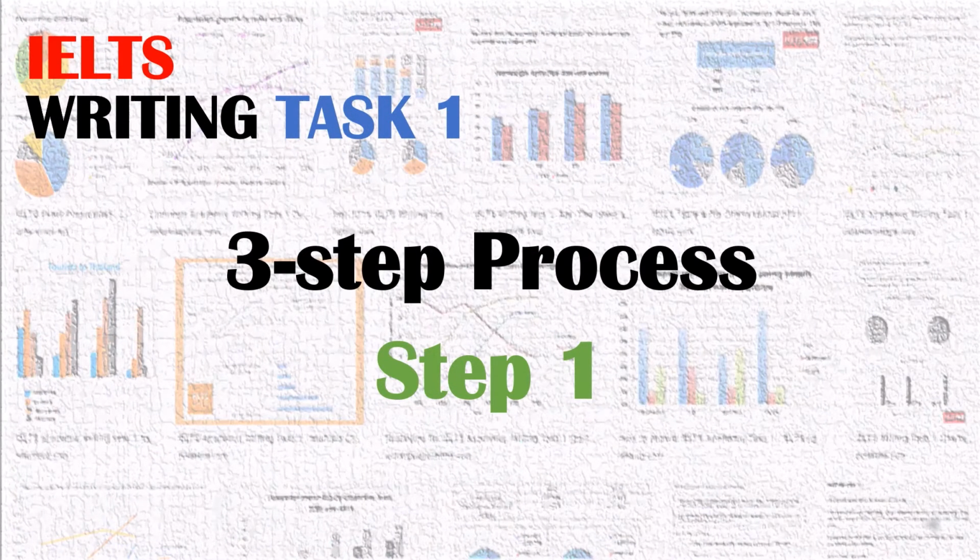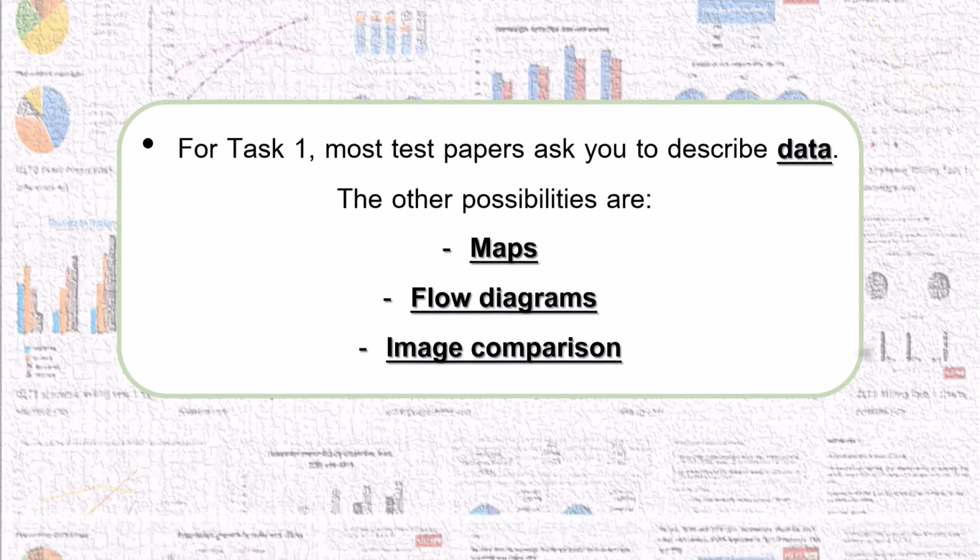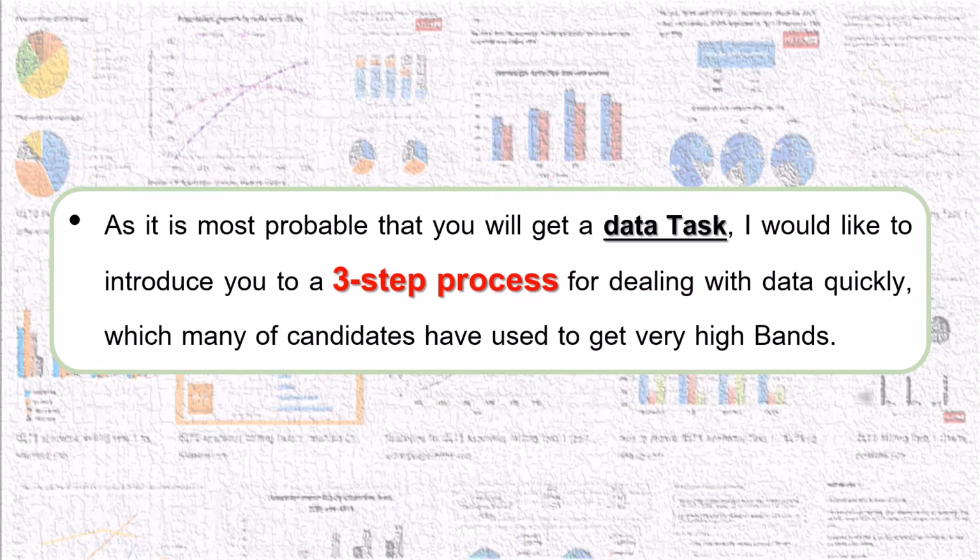3-step process. Step 1. For Task 1, most test papers ask you to describe data. The other possibilities are maps, flow diagrams, image comparison. As it is most probable that you will get a data task, I would like to introduce you to a 3-step process for dealing with data quickly, which many candidates have used to get very high bands.